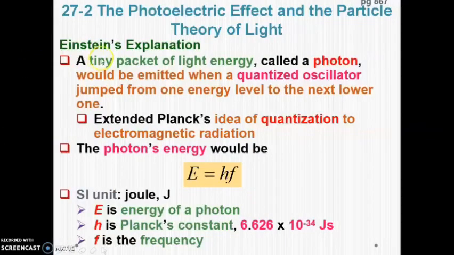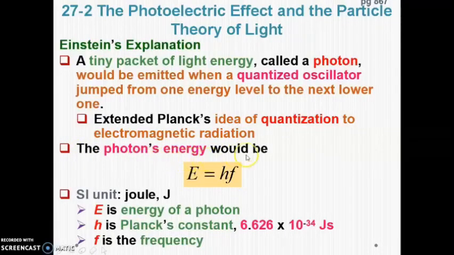So this one is the Einstein explanation. A tiny packet of light energy is called a photon. This one is not proton, this one is a photon. What is a photon here? It is a tiny packet of light energy that would be emitted when a quantized oscillator jumps from one energy level to the next lower one. Einstein extended Planck's idea of quantization to electromagnetic radiation.